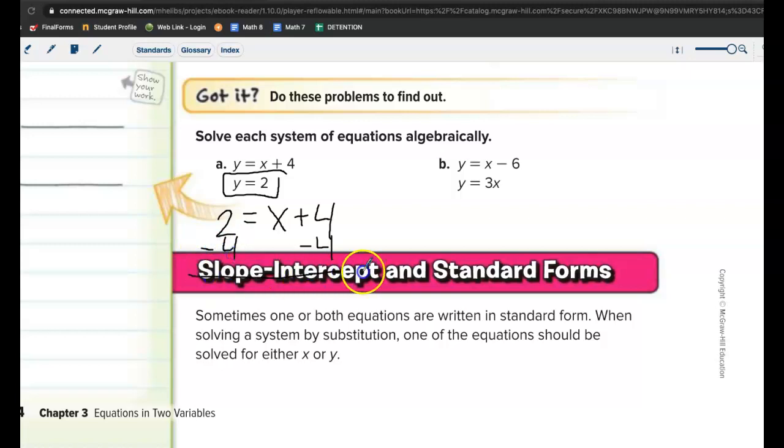So I get negative 2 equals x. So what's my final answer? Negative 2, comma 2, because x always comes first, then y. So that one was way simpler. They gave us the value of y, so we only have to solve for x. That's it.